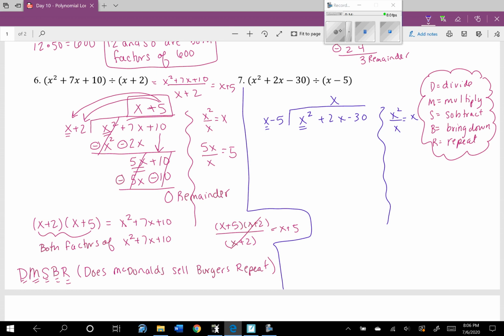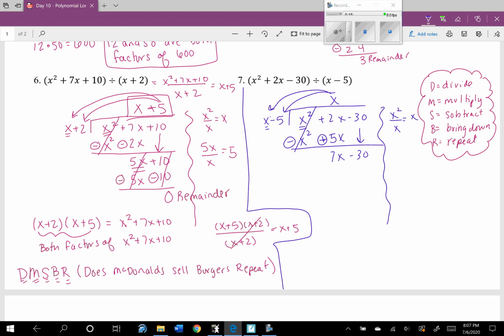And then M stands for multiply. So x times x is x squared. x times negative 5 is minus 5x. S stands for subtract. So this gets subtracted, and if we subtract a negative, remember that becomes positive. I like to circle that I've already changed the sign so I don't forget. So this cancels out, and then 2x plus 5x gives me 7x, and then bring down the negative 30.